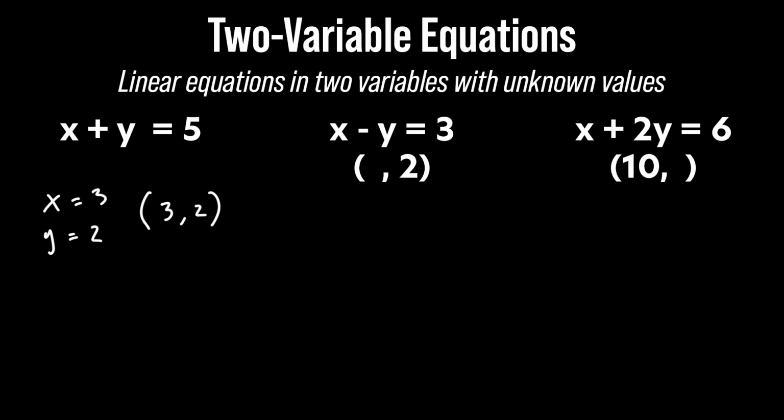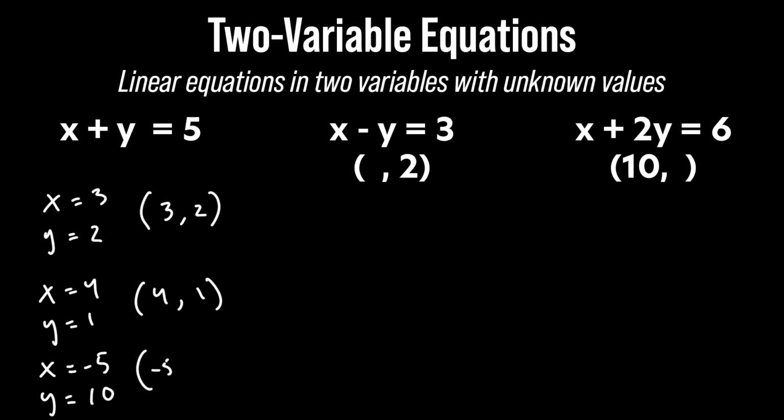What other solutions could you think of? Well, you could say x is equal to 4, and that would mean y would have to be equal to 1. And so that's another solution, 4, 1. Or you could even say, let's say x is negative 5. If x was negative 5, then y would need to be 10, because negative 5 plus 10 is equal to 5. So then you could say another solution is negative 5, 10. So with this type of two variable equation, there are actually an infinite amount of answers to it.